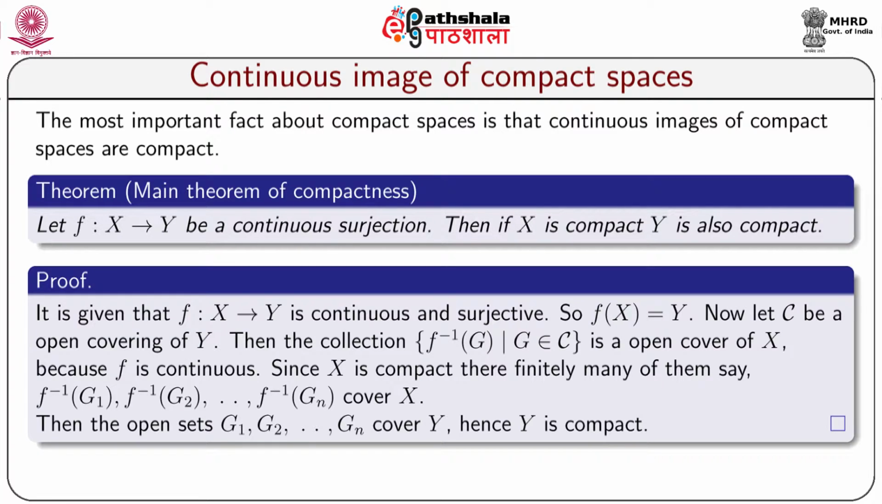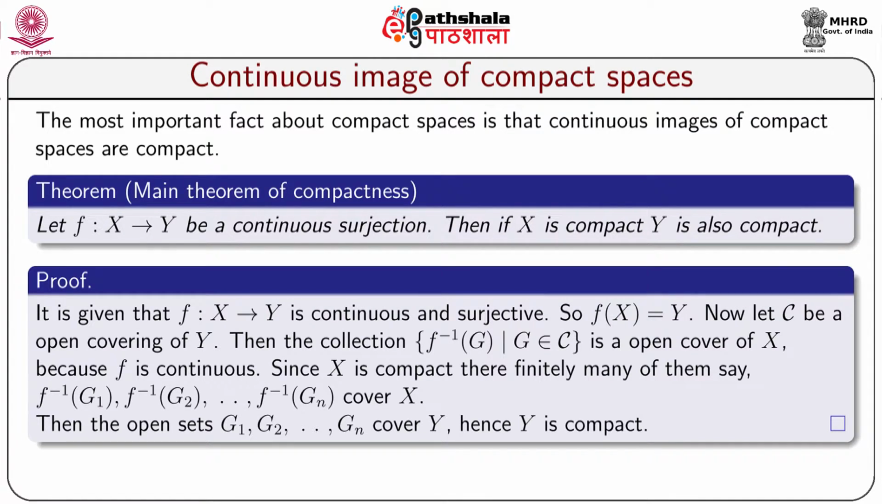To prove this theorem, let us consider X as a compact space and f from X to Y a continuous surjection. So, we have to show that every open cover of Y has a finite subcover. Let us consider an open cover of Y as script C. Then the collection f inverse G, such that G belongs to script C, is an open cover of X as f is continuous. Now, since X is compact, only finitely many of them cover X.